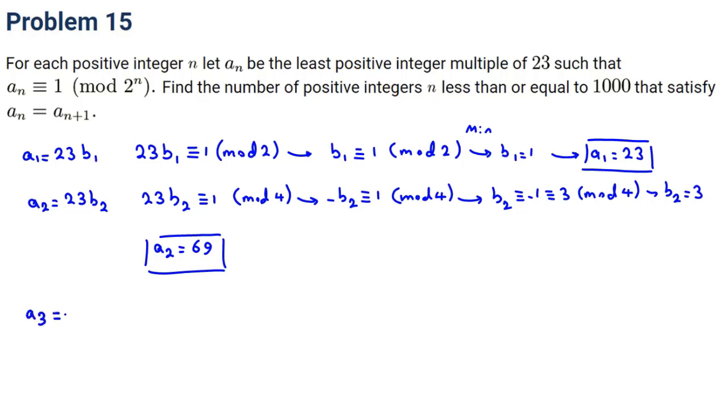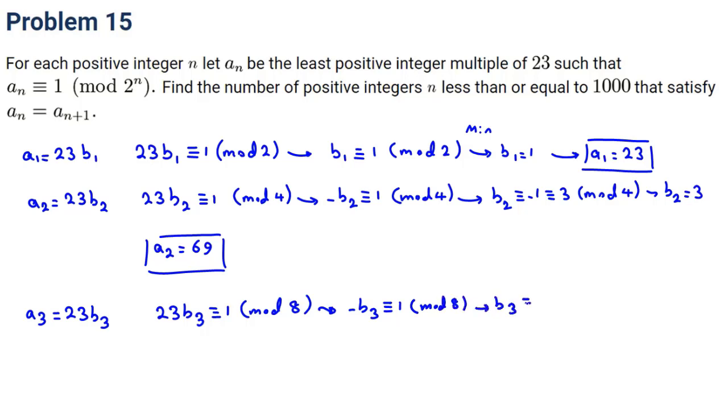Let's check the next one. A3 is 23B3. Now 23B3 also is 1 mod 8. Again, we can use the same thing. 23 mod 8 is negative 1. Negative B3 is 1 mod 8. So B3 is congruent to negative 1, or 7 mod 8. Okay, so the minimum B3 is 7. So A3 will be 7 times 23. 7 times 3, 21. We have 2. 7 times 2, 14 plus 2, 16. Okay, so we've not found anything that are equal.